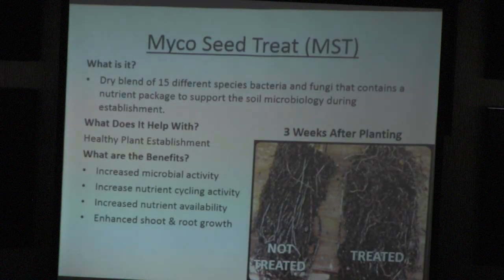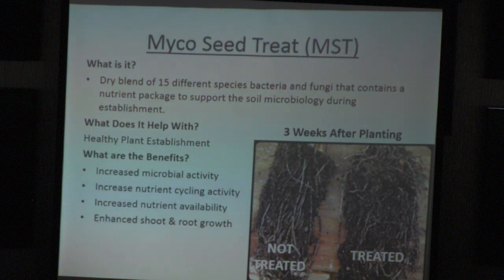And our other product is Myco Seed Treat. We call that MST. This is a dry blend of 15 different species, bacteria, and fungi that contains a nutrient package to support the soil microbiology during establishment. So people put this on the seed. This is just to establish a healthy, what I call, microbiome of the plant.